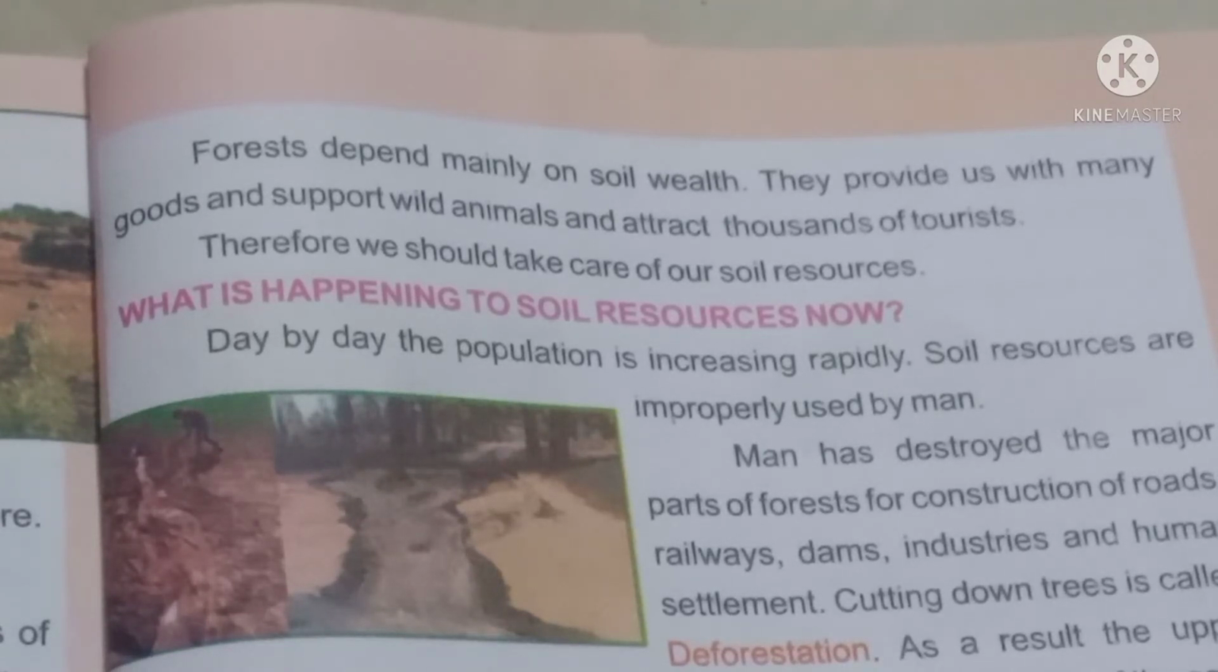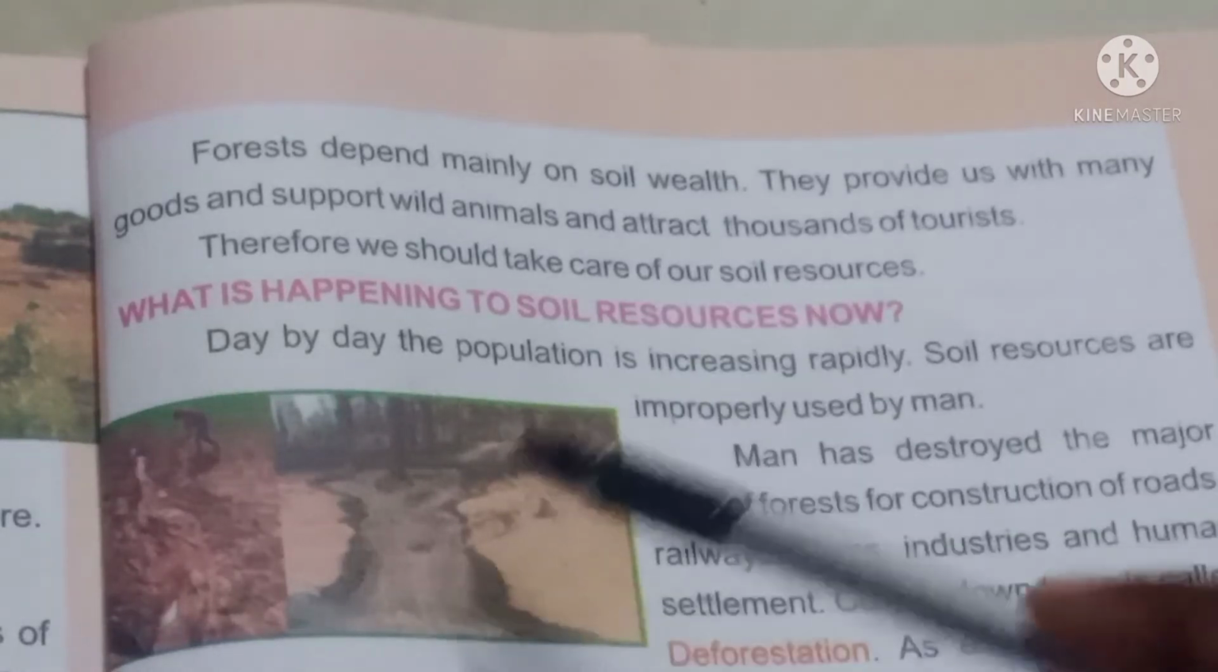Soil resources are improperly used by man. They are misusing the forest by cutting the trees, mainly for constructions and also for settlement. So this is called deforestation. Because of deforestation, the upper layer of soil is eroded.